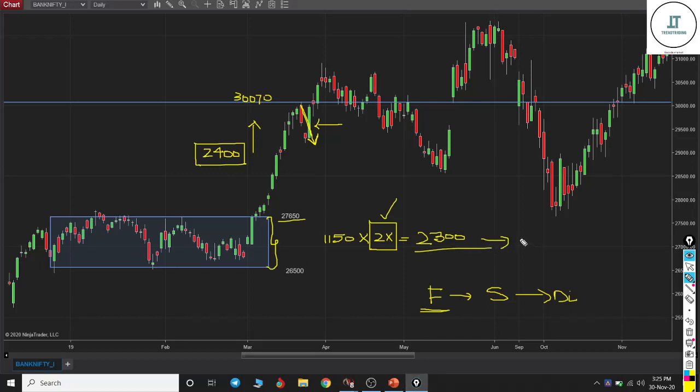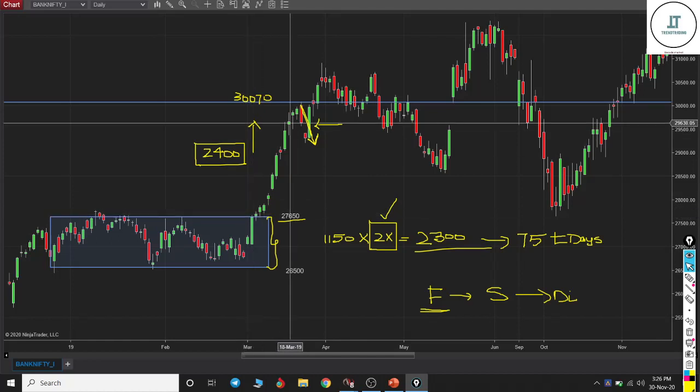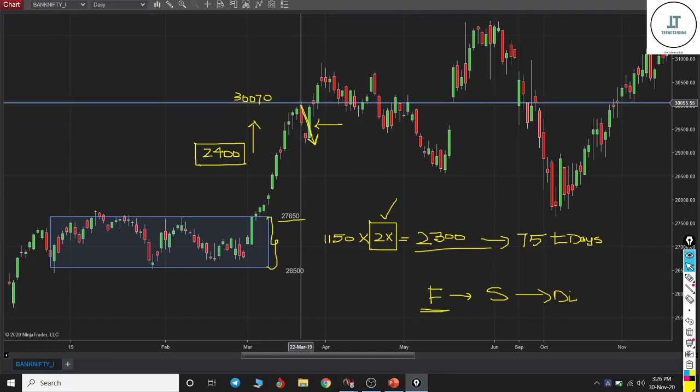It has taken almost 2.5 months, that is almost 75 trading days. Monday to Friday is 5 trading days in a week. If there is no holiday, if we calculate, it has taken a minimum of 75 trading days. Look at this: once price made a breakout clearly on 6th March, it made a high on 22nd March.